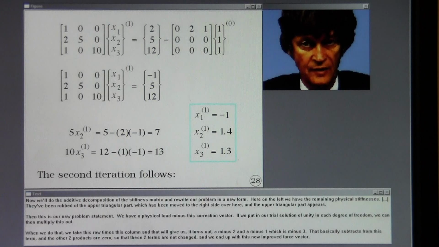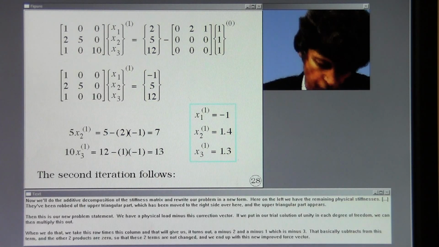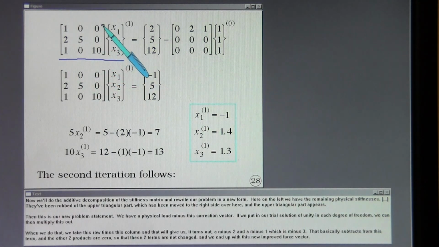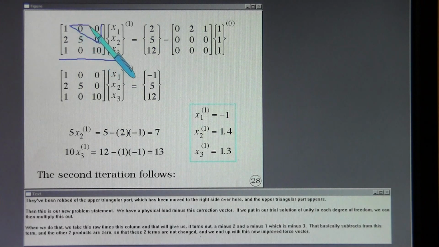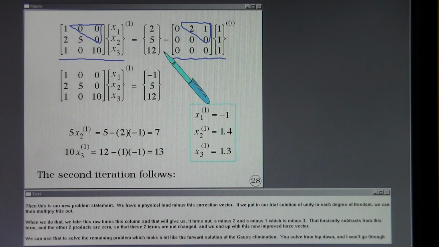Now we'll do the additive decomposition of the stiffness matrix and rewrite our problem in a new form. Here on the left we have the remaining physical stiffnesses, but they've been robbed of the upper triangular part, which has been moved to the right side over here. Then this is our new problem statement. We have a physical load minus this correction vector.